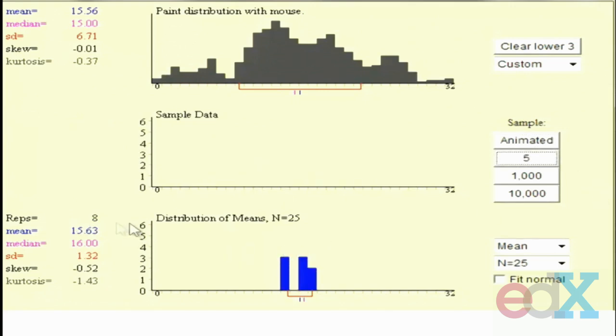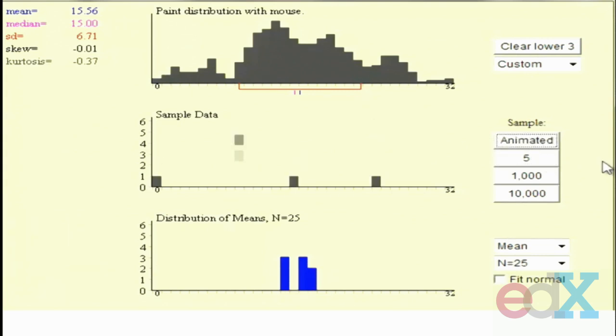We can speed this up. We can take 5, so now we've done it 8 times. And we see that the mean of those 8 is 15.63. We're getting closer to the mean of the population, which is 15.56.